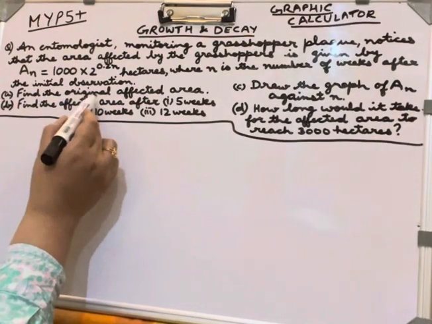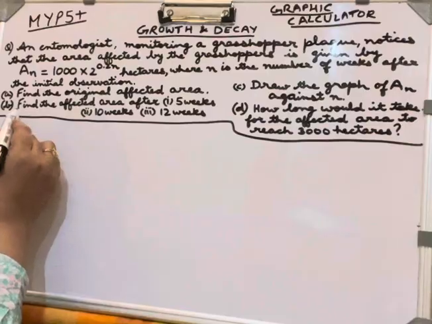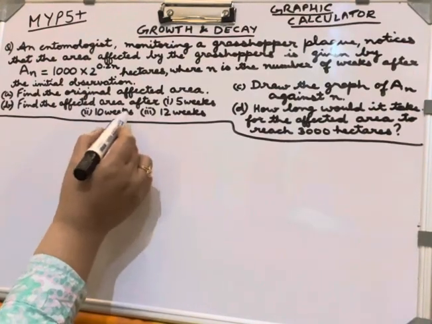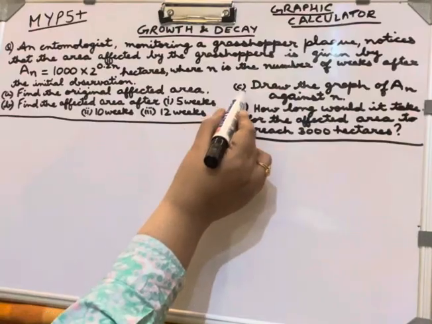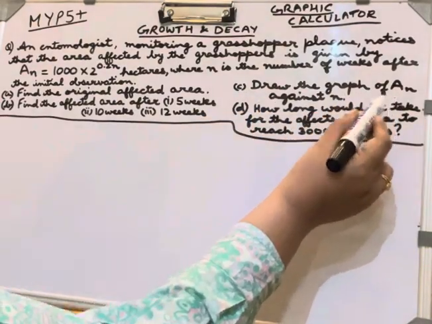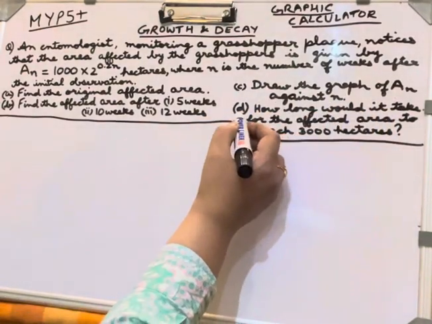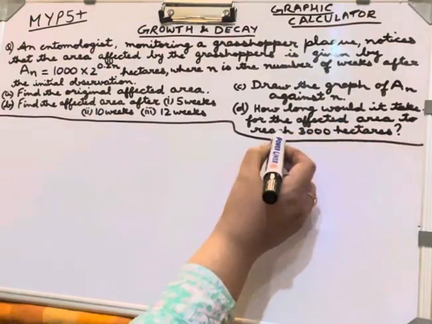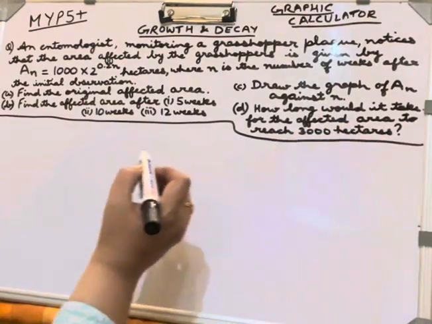Part A, find the original affected area. Part B, find the affected area after 5 weeks, 10 weeks, 12 weeks. Part C, draw the graph of A_n against n. Part D, how long would it take for the affected area to reach 3000 hectares?